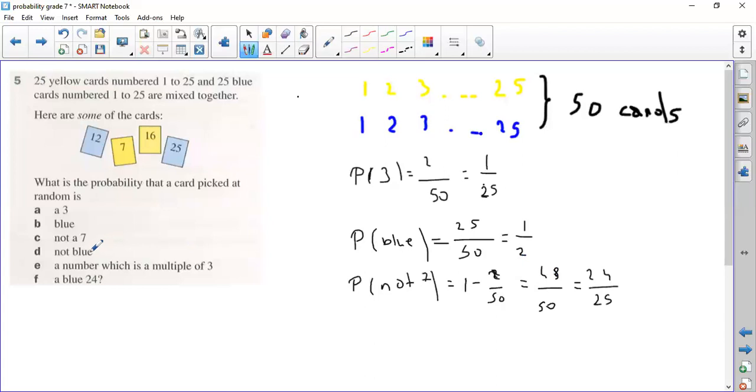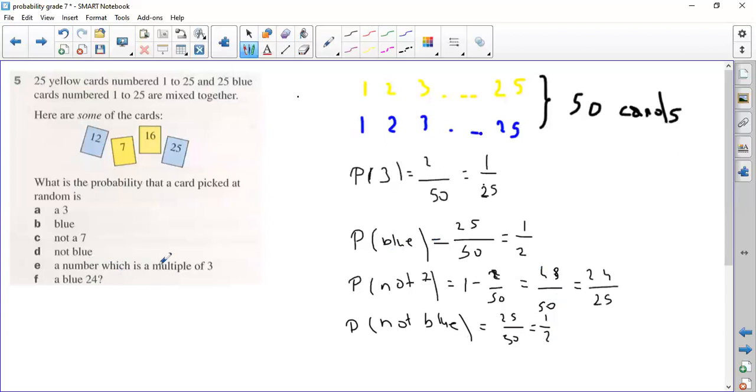Not a blue. Again, for not getting a blue, it means we'll have yellow cards, not blue ones. How many cards which are not blue do we have? In total, we know that we have 25. So it will be 25 over 50, which is 1/2. Or 1 minus 1/2, which is the probability for getting a blue. 1 minus 1/2, again, it will be 1/2.